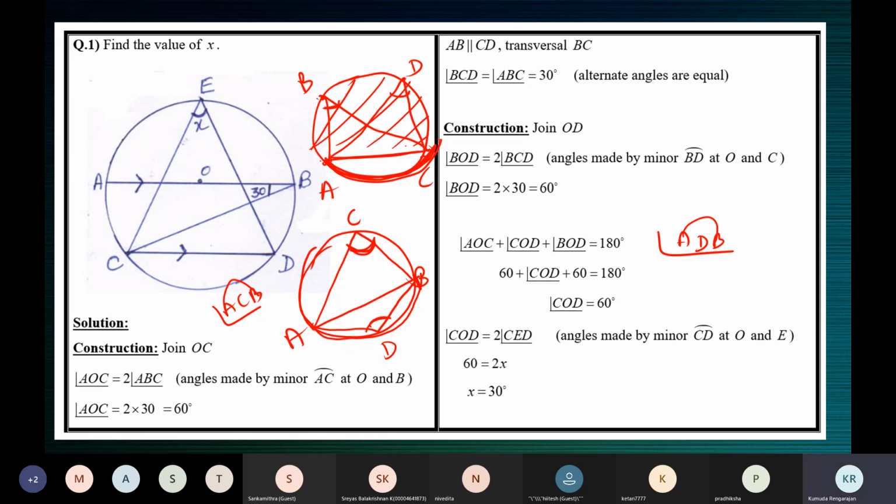In this figure, angle ACB is made by the minor arc AB. Angle ADB is made by the major arc AB. Now, when you name the angles, they read like ACB, ADB, made by the same arc AB. No, it's not the same arc. One is by the minor arc, the other is by the major arc. And they are angles in the alternate segments of the circle, not the same segment of the circle.